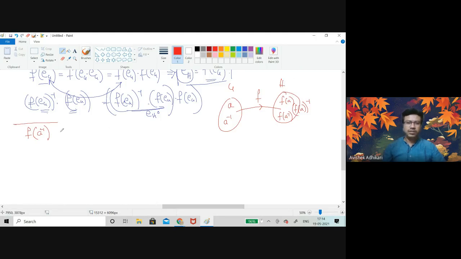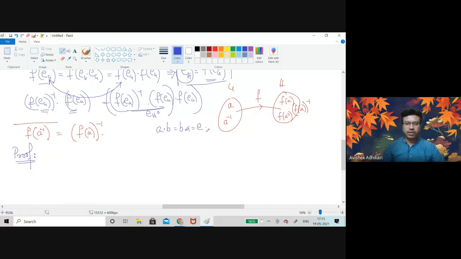Now what is this value? According to the theorem, what we have already written, it should be F(A) whole inverse. Now the question is, how do I prove this? The proof is also very straightforward. This inverse of this is this. So what does it mean? A and B are inverse of each other. What does it mean? You need to show that this should be equal to E.